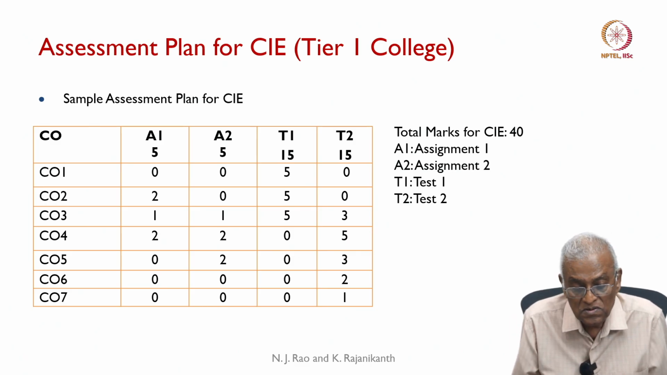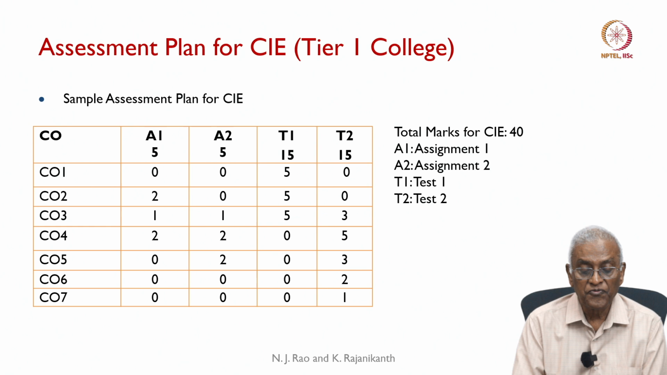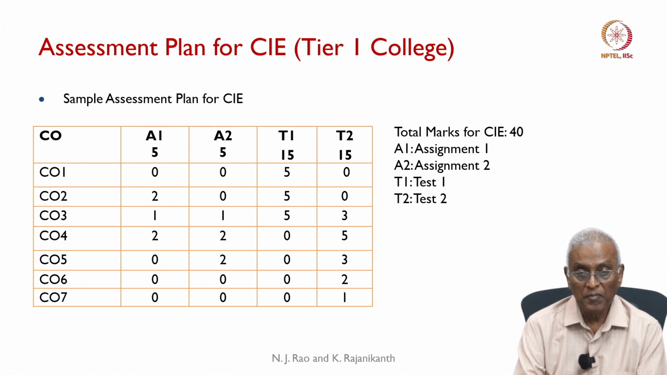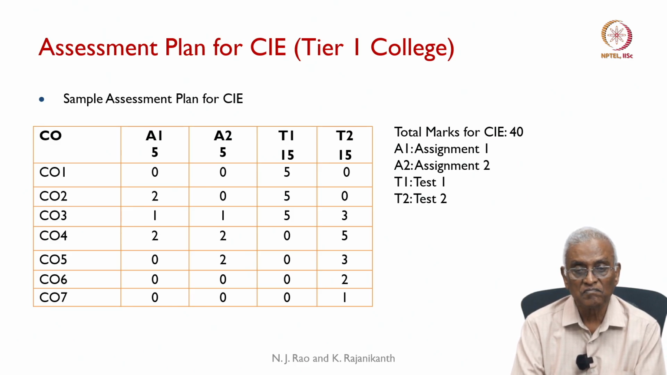And when it comes to class test, I have 15 marks, but by the time I conducted my class test, I have only done up to CO3. Okay, and for each CO, I am giving 5 marks each as weightage.